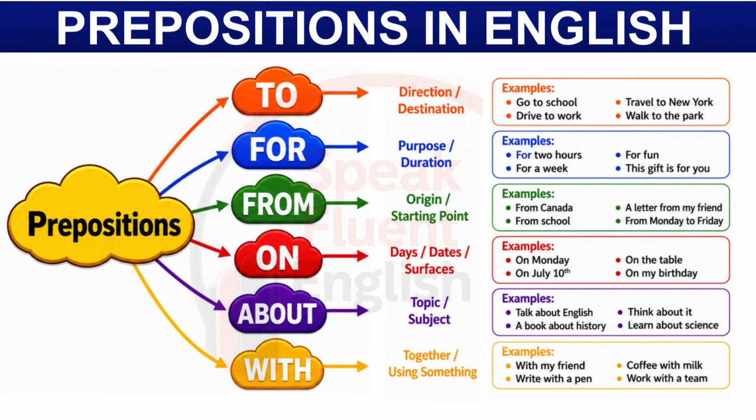Let's review. To shows direction or destination. For shows purpose or duration. From shows origin or starting point. On shows days, dates, and surfaces. About shows a topic or subject. With shows togetherness or using something.